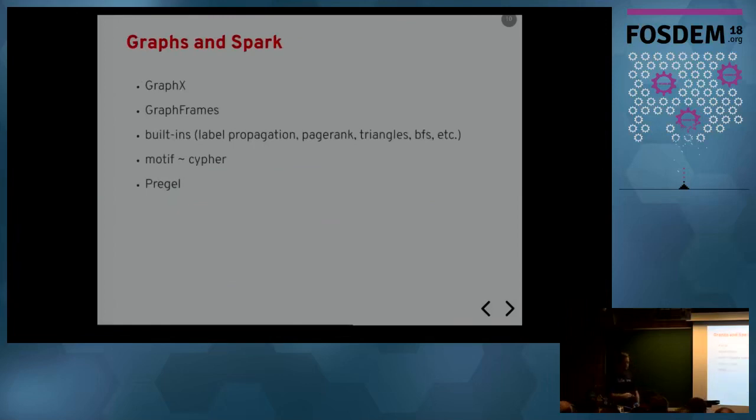Right, so how to tackle graphs from Spark? There is a pre-built library or module called GraphX, and an external one called GraphFrames. You have to put some jar files on the classpath to be able to use it. So I have two notebooks, and one uses GraphX and the other one uses GraphFrames. There are a couple of built-in functions in Spark, for instance for label propagation, PageRank, and counting triangles.